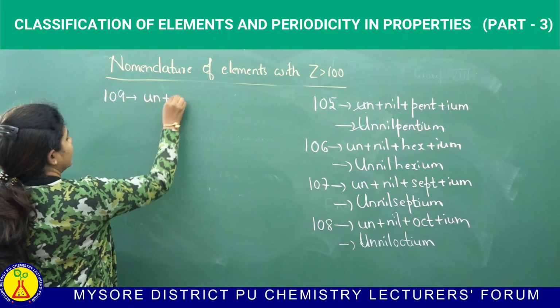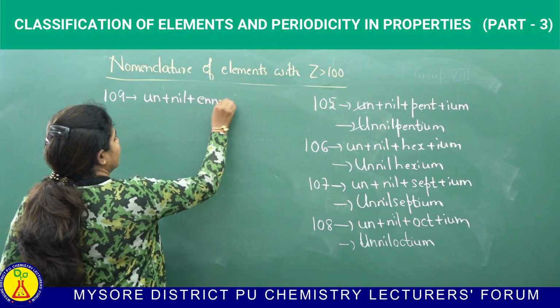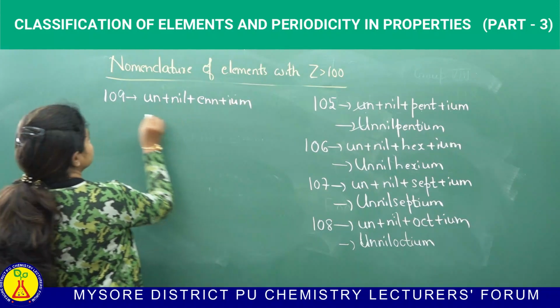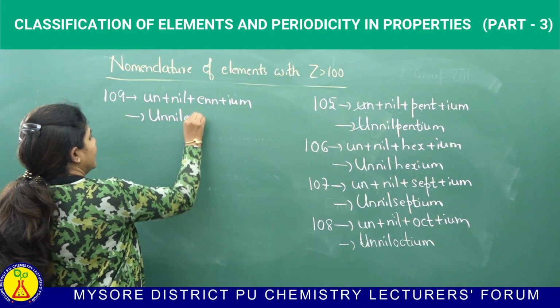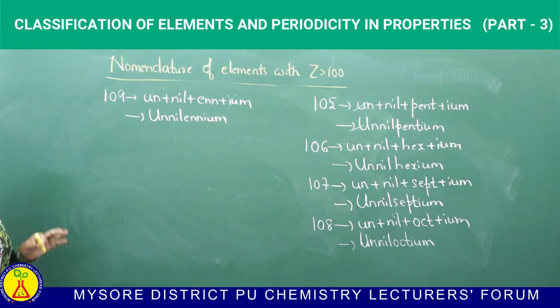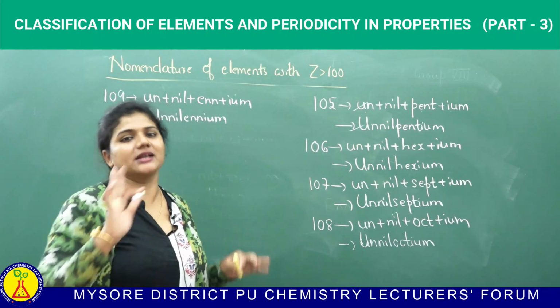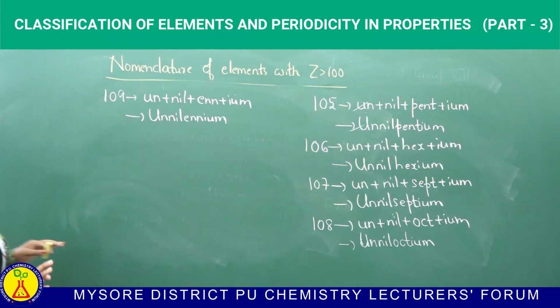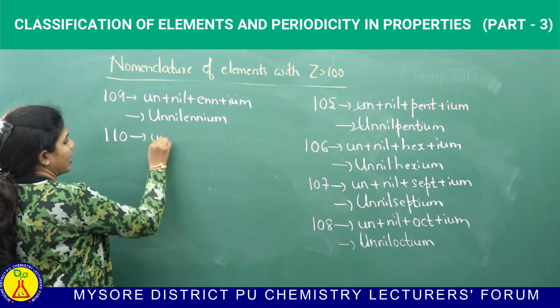109. Unnil enn ium. Okay, it is called unnilennium. Here remove the double n. Only in trium and ium do I make it a single i. No other changes are needed. Unnilennium.